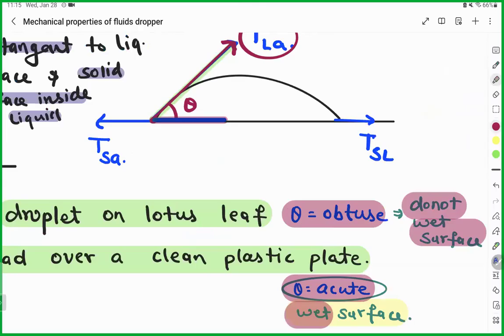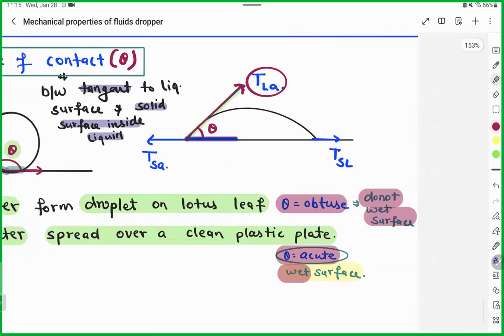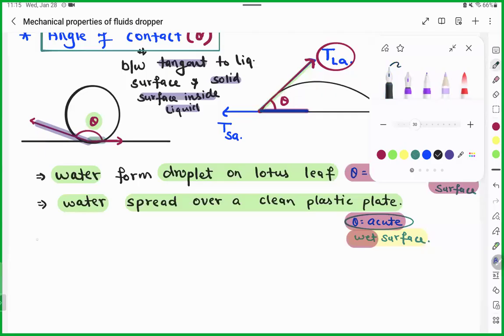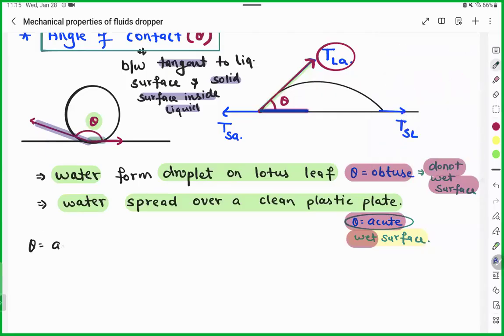Yes, sir. Okay. So these are extremely important for your exam: if theta is acute, less than 90 degrees, it will wet. And if theta is obtuse, more than 90 degrees, it will not wet. So here theta acute means less than 90. Here theta obtuse means more than 90.